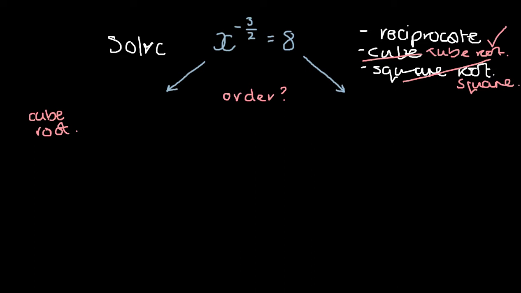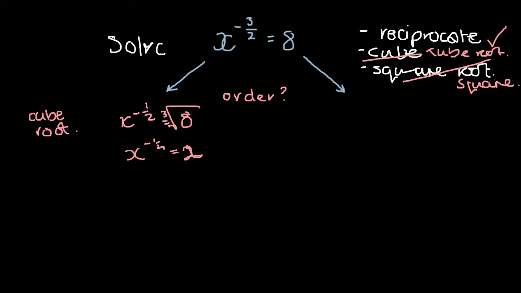Okay, so if I cube root this side, this 3 here, that's going to disappear. So I'm going to end up with x to the minus 1 over 2 equals the cube root of 8. So it undoes that process. That gives me x to the minus a half equals 2.